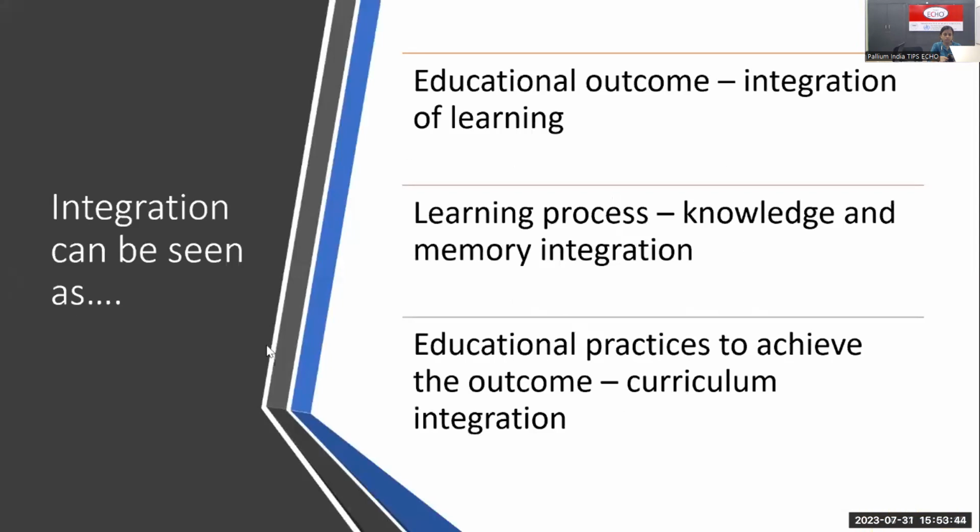So these are three ways in which I would say integration can be looked at. One, it is an educational outcome, which is integration of learning, which is what we are trying to aim at. Two, it can be looked at as a learning process. That is where knowledge and memory, like I mentioned earlier, integration happens in the mind of the learner. So it is a learning process. It's a mental process which is happening in the mind of the learner. And the third aspect of integration is what are the educational practices which are required to achieve this outcome, which is integration of learning. And one of them is curriculum integration.